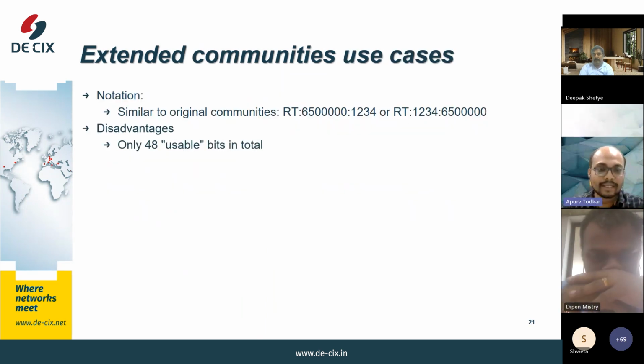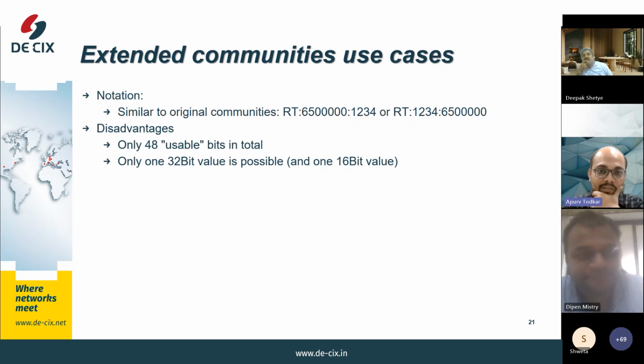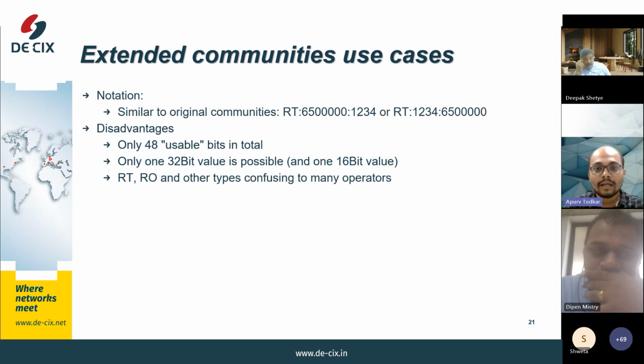The notation for the extended communities is quite similar to the original format, but we see some key differences. It begins with a type field, like I said, followed by a 32-bit ASN and a 16-bit value. So the result is a total of a 48-bit value, meaning that you cannot have both a 32-bit ASN and a 32-bit value in the same community, because the length is limited. The type field could represent different purposes, such as the route target or the route originator, which often led to confusion among many operators.